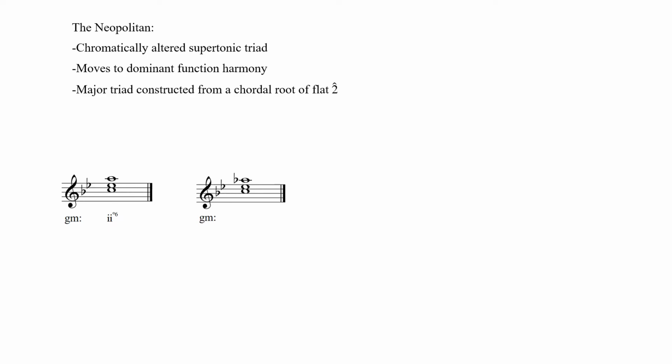The Neapolitan chord is a major triad constructed from a chordal root of flat scale degree 2. Scale degree 2 lowered a half step. It also most commonly appears in first inversion, as seen here. Notice that in a minor key, the resulting major chord only requires one chromatic note, the lowered chordal root. This is true of the Neapolitan chord in any minor key.